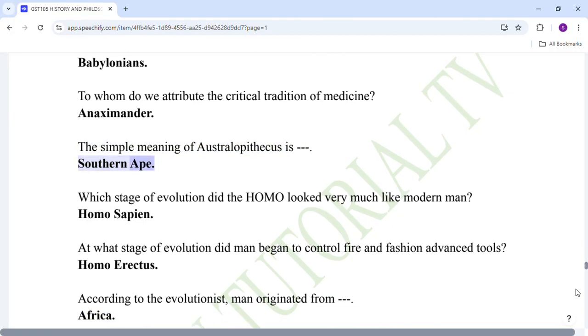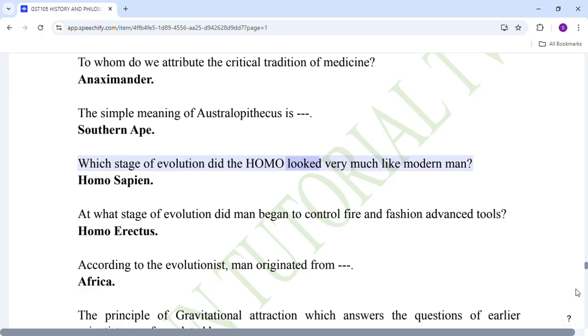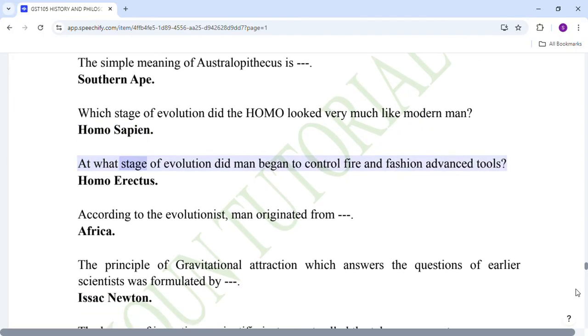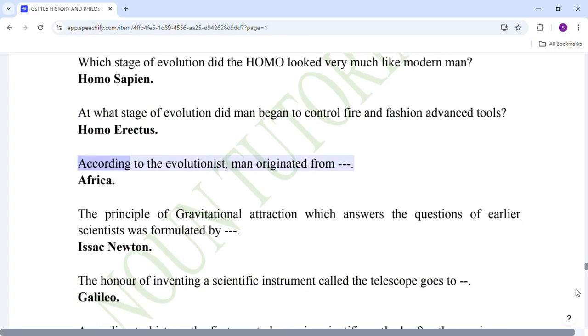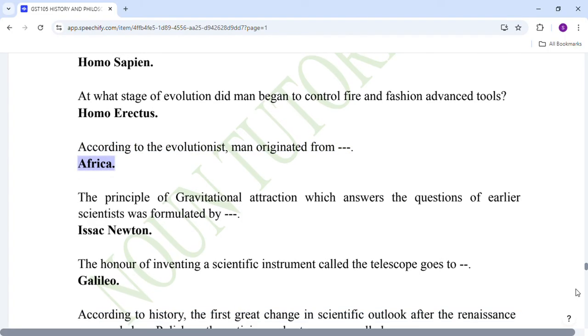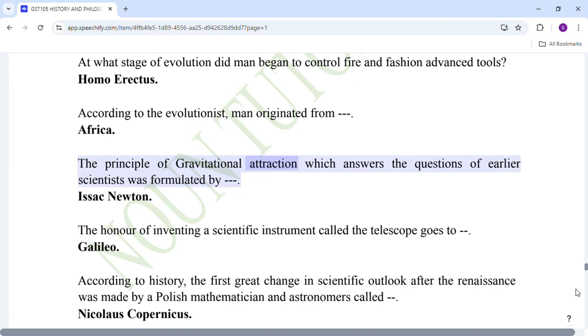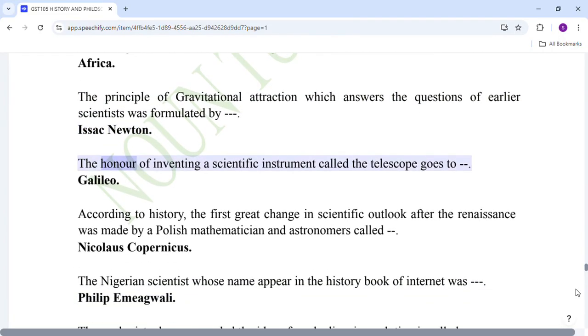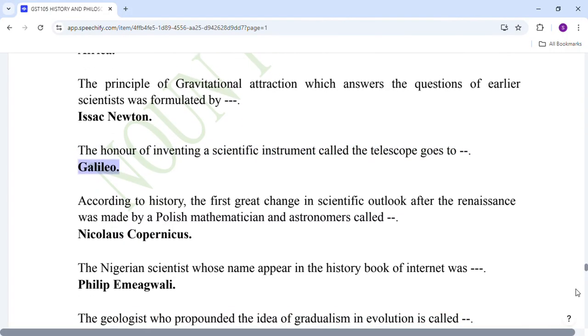Southern ape. At which stage of evolution did Homo look very much like modern man? Homo sapiens. At what stage of evolution did man begin to control fire and fashion advanced tools? Homo erectus. According to the evolutionists, man originated from Africa. The principle of gravitational attraction, which answers the questions of earlier scientists, was formulated by Isaac Newton. The honor of inventing the telescope goes to Galileo.